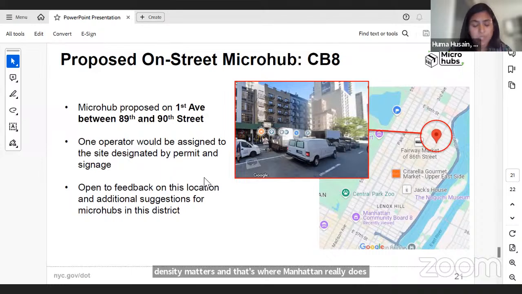Yeah, so we would start with 20. If it goes well, if the data shows that we've shown improvements in the neighborhood, we would probably come back to you to say, okay, would you like for this to be a permanent location or program?